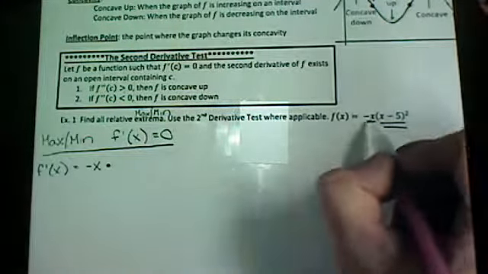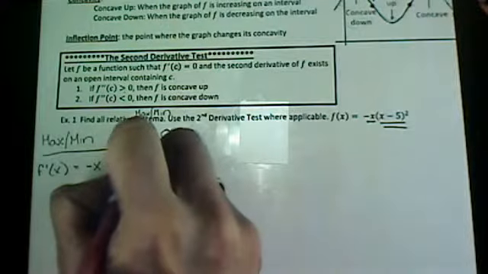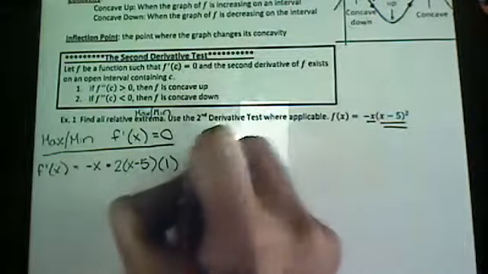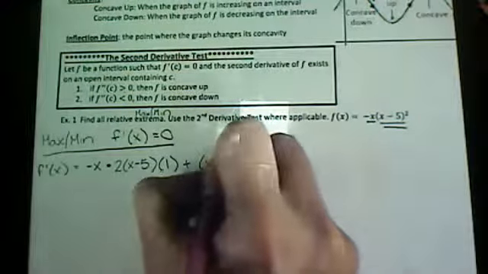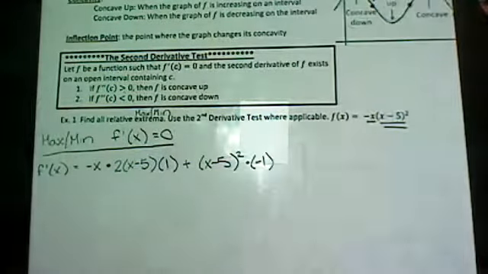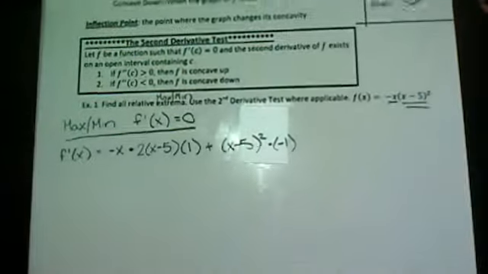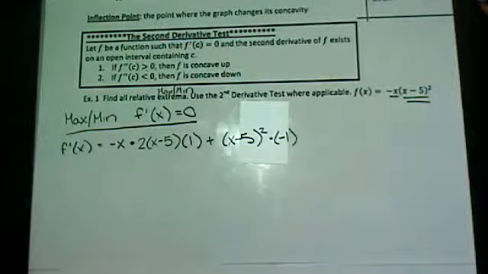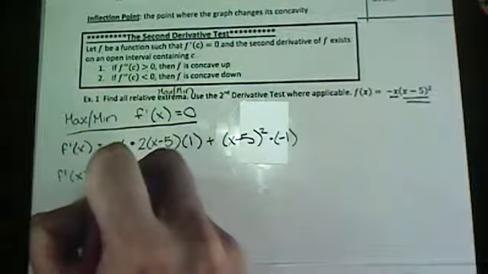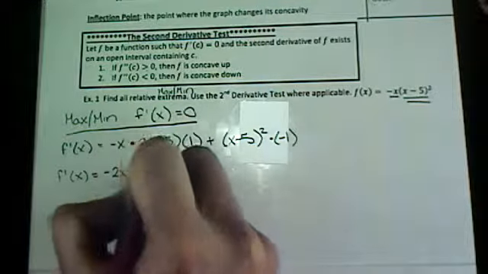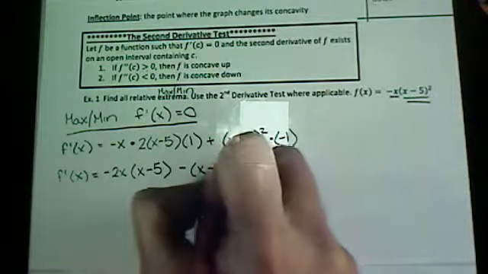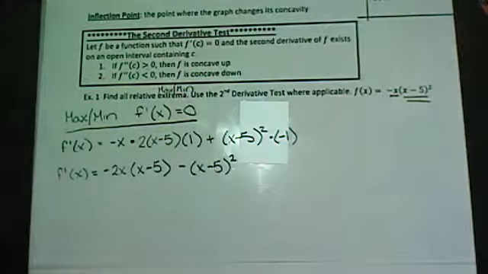So chain rule. Bring that down. The outside times the inside. Plus the second piece times the derivative of the first. Let's clean this up because it looks kind of ugly. We have negative 2x times x minus 5 minus an x minus 5 squared.